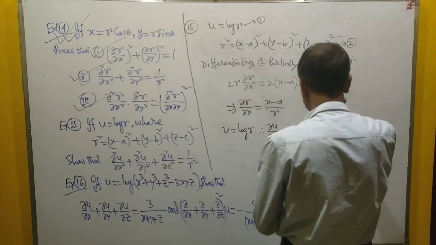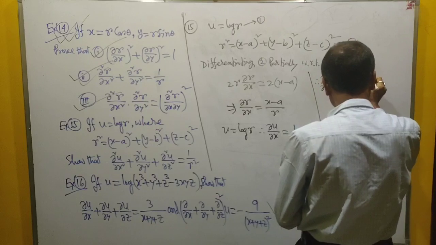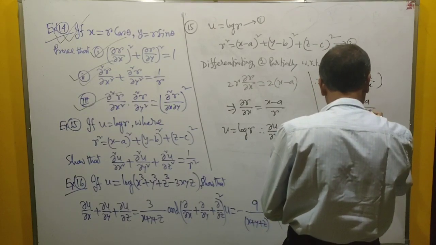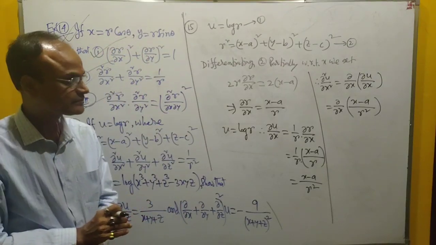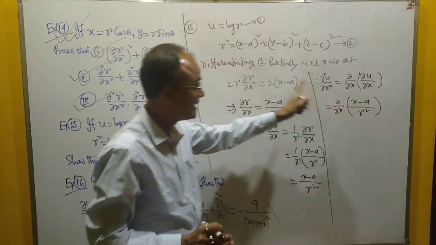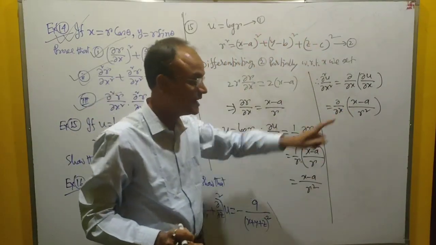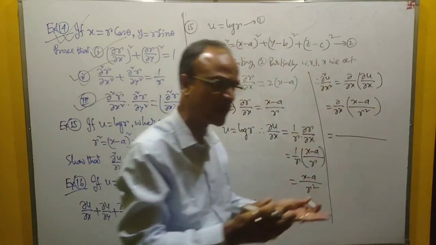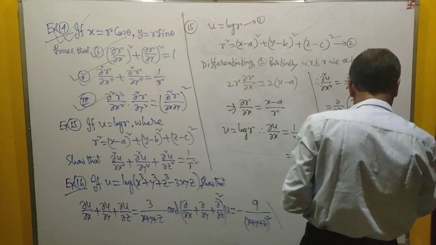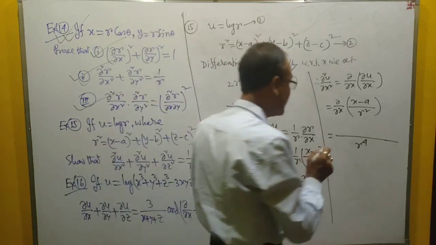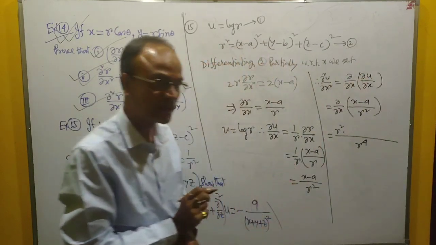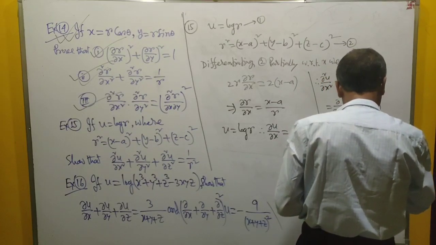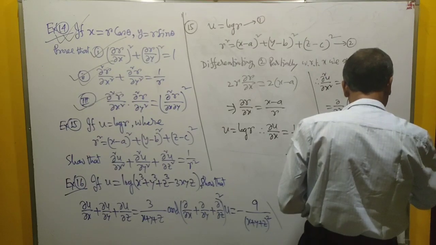Therefore, del 2 u by del x square equal to del del x of del u by del x, equal to del del x of x minus a by r square. Now, what is r square? Equal to x minus a whole square plus y minus b whole square plus z minus c whole square, which means r is a function of x, y and z. It is a product of x minus a and 1 by r square. Thus, if you differentiate this, you will get r square, denominator square, and in the numerator, denominator into differentiation of the numerator x minus a, minus numerator into differentiation of the denominator. You will get this one.